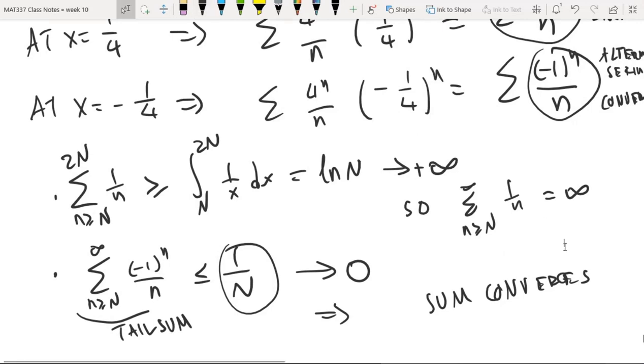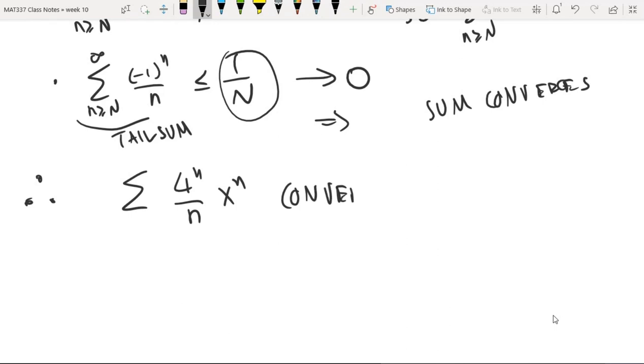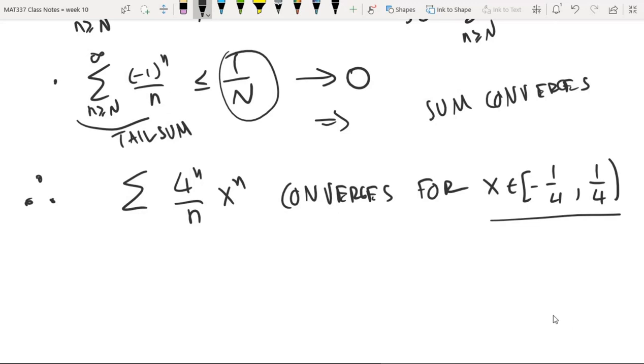All right. So let me make it clear. Conclusion: the sum of 4^n x^n converges for x in the interval closed at minus 1/4, open at 1/4. You will see this question, so make sure you understand what we're doing here.